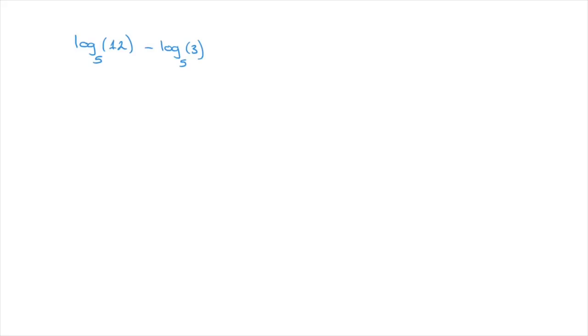So we can use the subtraction rule we've just seen to write this as follows. This equals log base 5 of 12 over 3, or 12 divided by 3. Since 12 divided by 3 is 4, this is equal to log base 5 of 4. And that's the answer. We've just simplified this logarithmic expression.